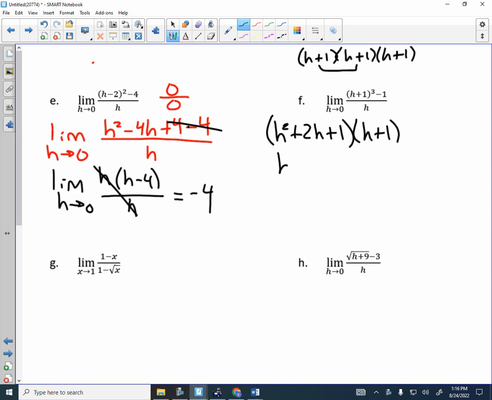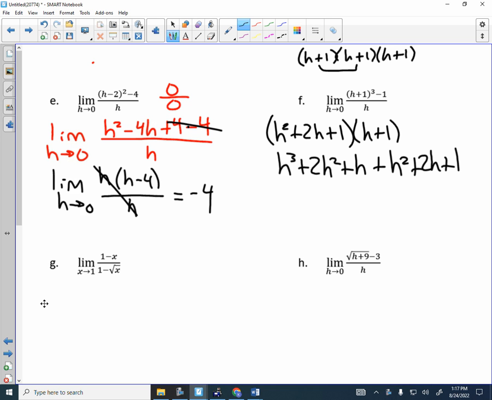H cubed plus 2h squared plus h. So right now, I was listening to Kendall, and she took all three of these times h, and now she could take all three of those times 1. So you get h squared plus 2h plus 1. Okay, so we just figured out (h plus 1) cubed.